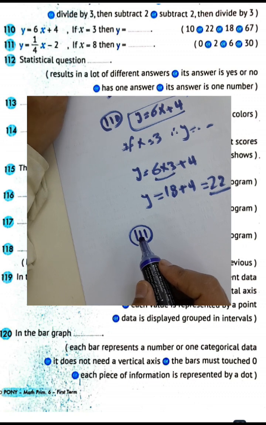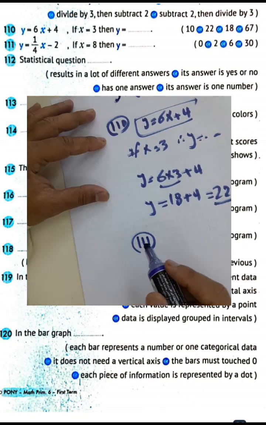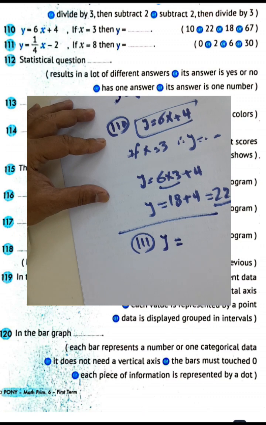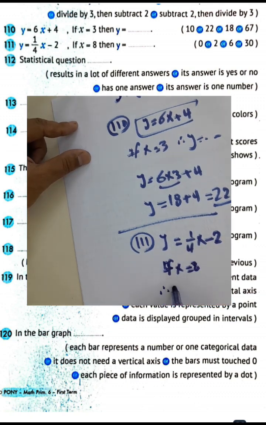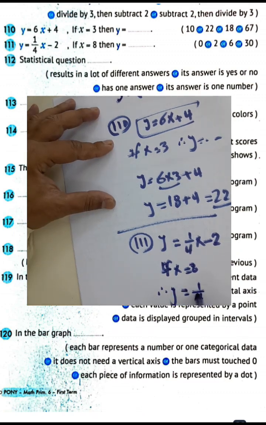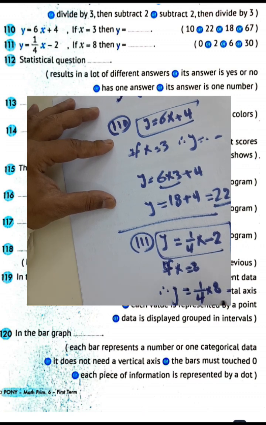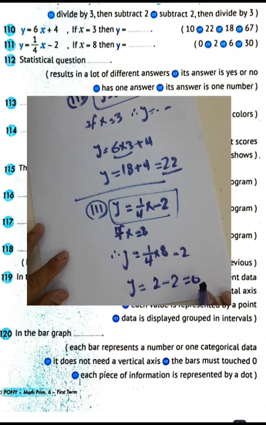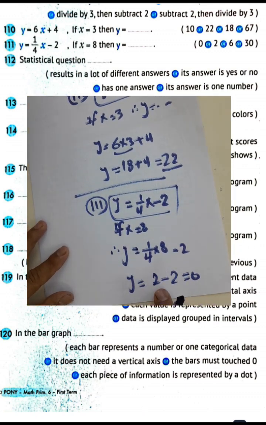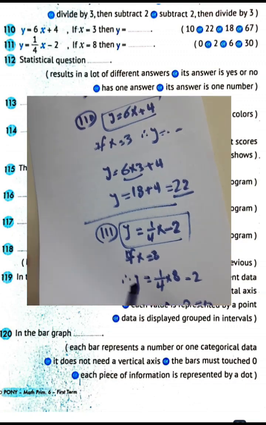Question 111. If y equals 4x minus 2, and if x equals 8, then y will be equal to 4 multiplied by 8 minus 2. 8 divided by 4 equals 2, 2 minus 2 equals 0. The result here will be equal to 0. That's question 111.